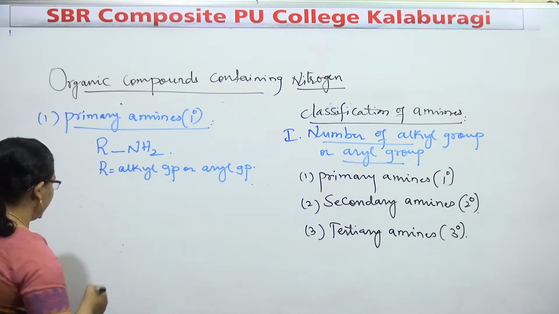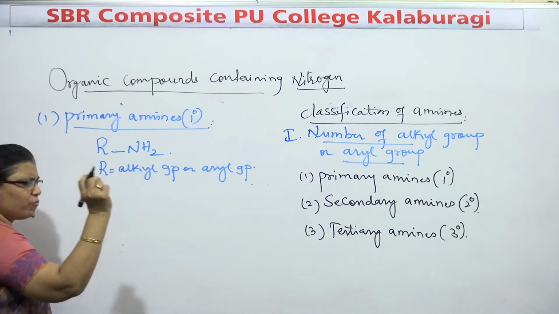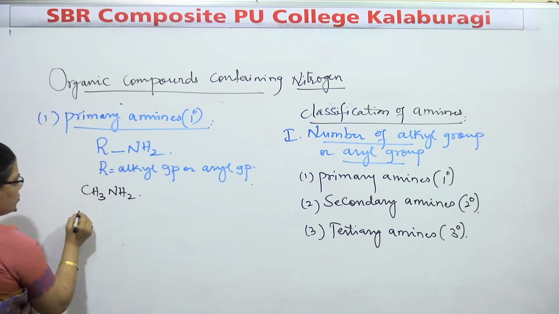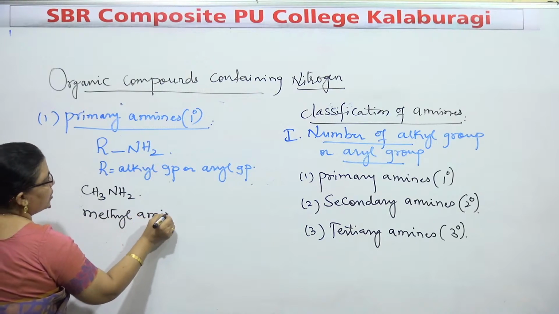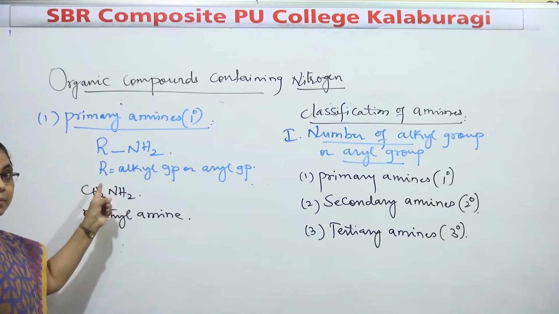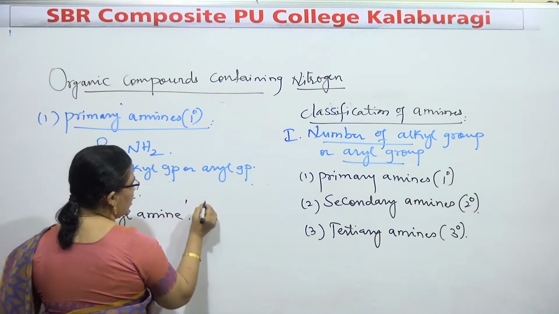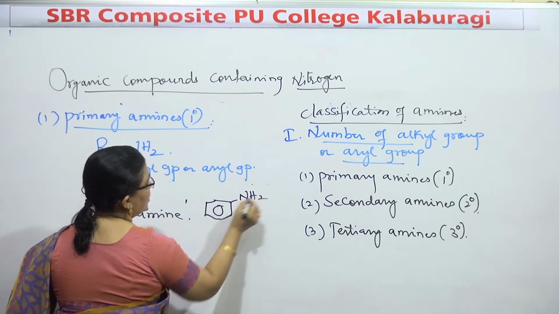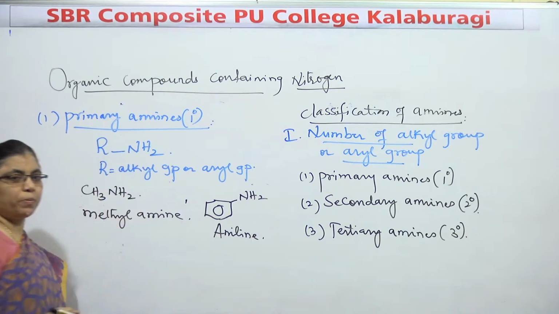Simplest example. Let us move to the simplest example containing one carbon atom. That is CH3NH2, called methylamine. R may be aliphatic, may be aromatic, as I said. It may be alkyl group, it may be aryl group. So we can take even the example benzene with NH2. That is aniline. Benzene with NH2 group is what, children?